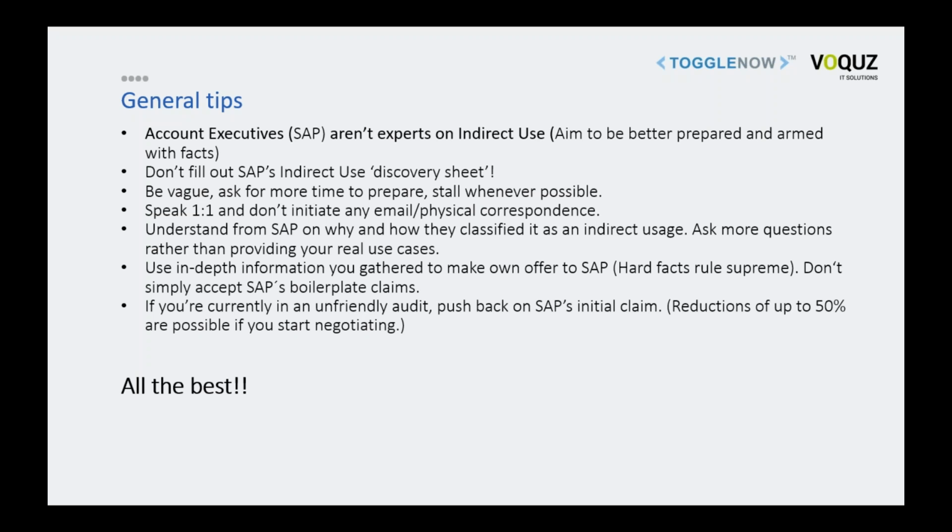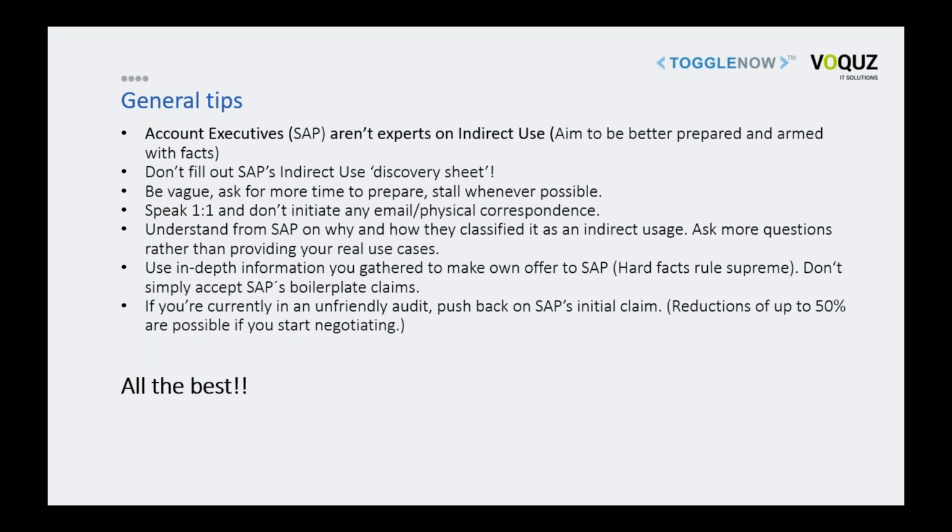Next point, try to speak one-on-one. Do it on the phone, do it in person. Don't leave any paper trails. So don't send emails. It typically works better for you if you try to get a little bit of information from them, but don't disclose too much about what your situation is.